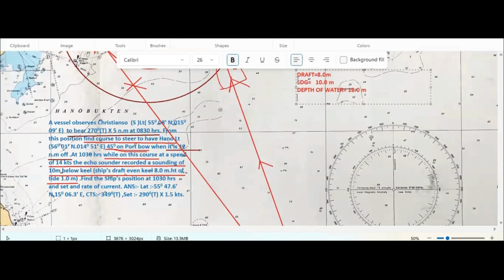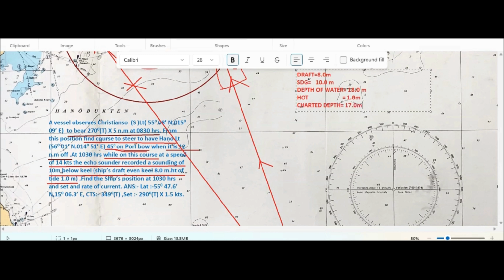Now your chart, height of tide is given, 1 meter. So charted depth should be how much? 17. Because charted depth is always given with respect to chart datum. Your HOT is 1 meter. That means from the chart datum to the present water level is 1 meter. That means you have to give the charted depth from the chart datum to the seabed, minus 1, sir. So it is 17 meters.